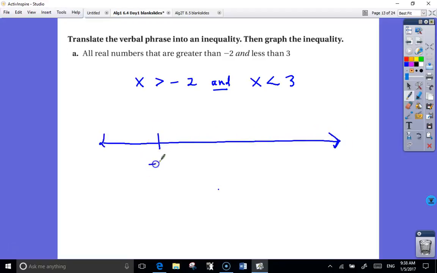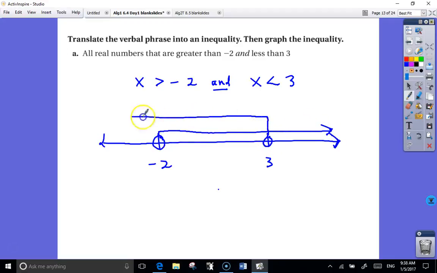So 0, I got -2 here, I got +3 here. Right, this one is saying it's going to be open circle on -2 and shaded to the right. This one is open circle on 3, shaded to the left. So where do they overlap? Between -2 and 3, they're both shaded. So this is the answer. Shade in between those two.